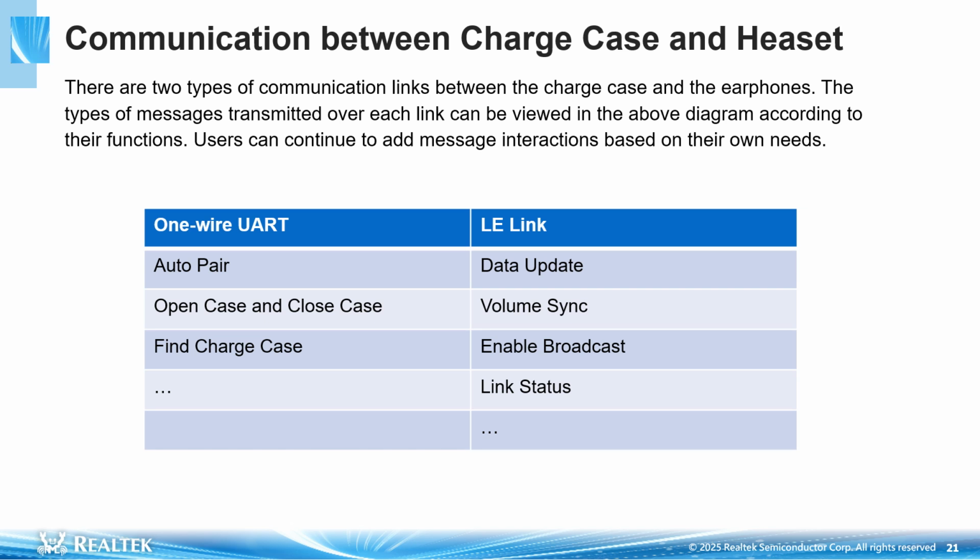There are 2 communication links between the charger case and the headset. One is a serial port, which is used while the headset is inside the case. During this time, the automatic pairing feature is supported, and the charger case can also use this link to inform the headset of the open and close status of the case. The other link is a Bluetooth Low Energy link, which maintains the connection between the headset and charger case when the headset is outside the case.